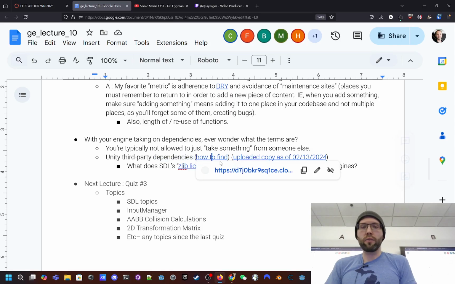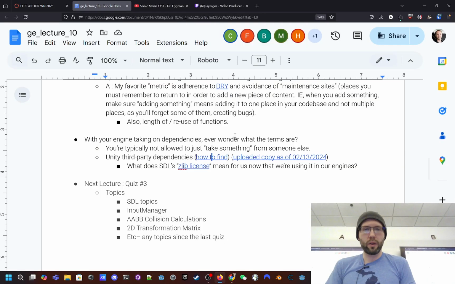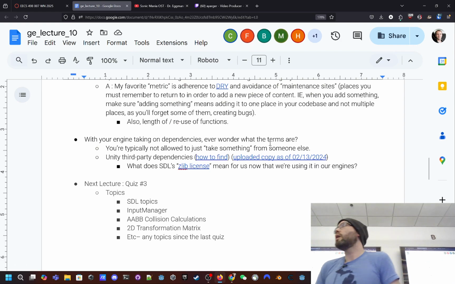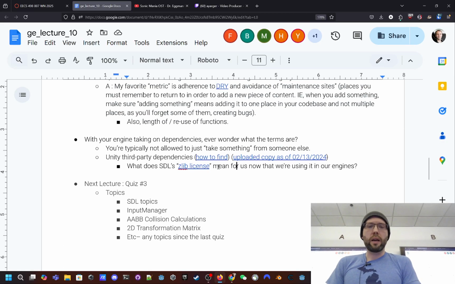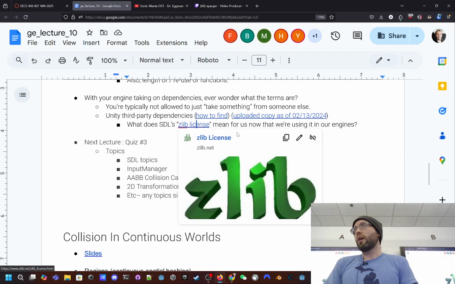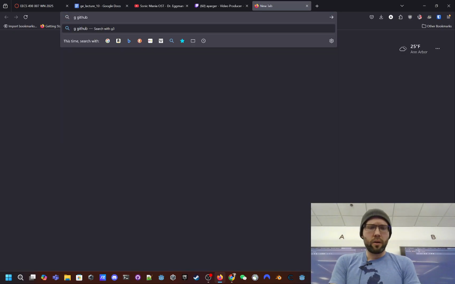Unity's third parties, how do you find them? I showed you the other day, you can go to software licenses under help, and there's a copy right here. And if you recall, SDL is in there. They're using SDL. It's unclear what they're using it for. SDL's zlib license doesn't mean a lot for us. We can use it. It's a very permissive license. So is MIT.